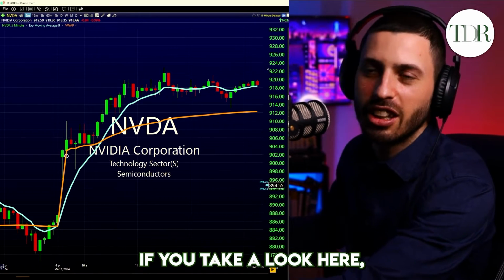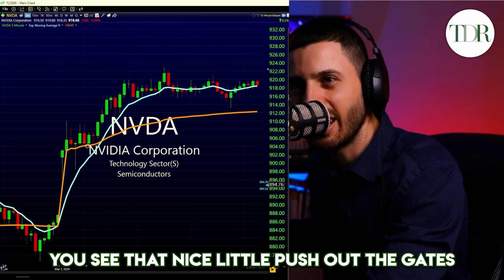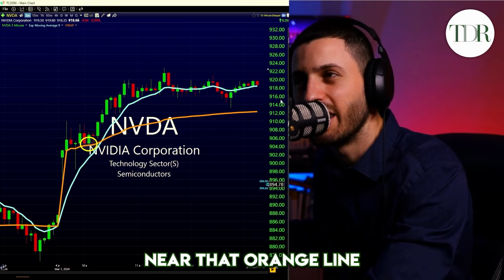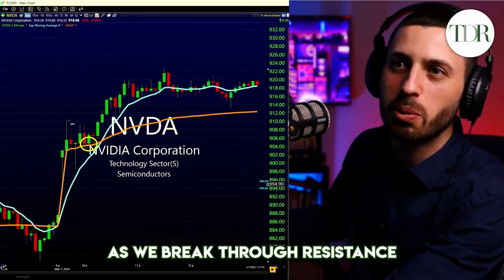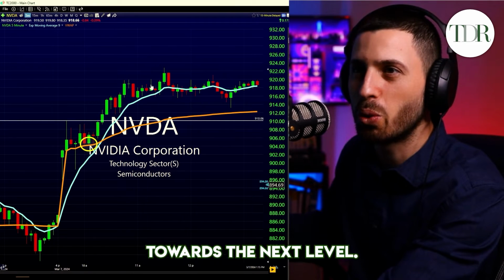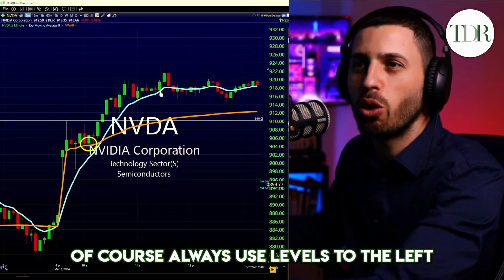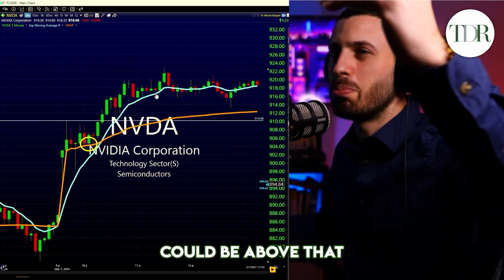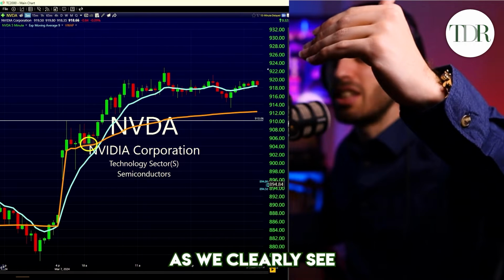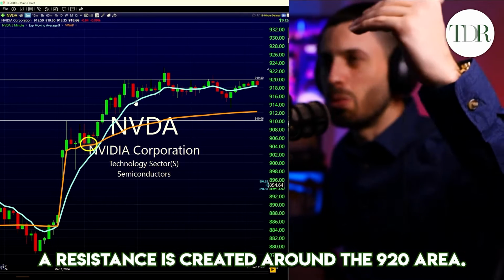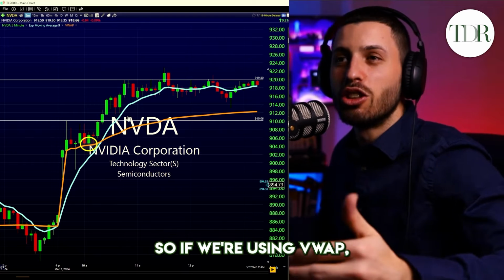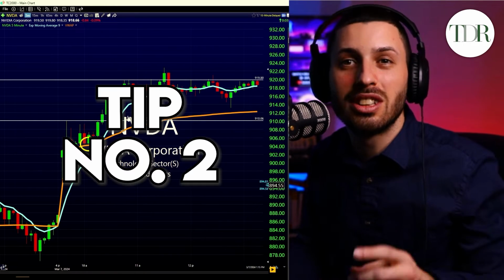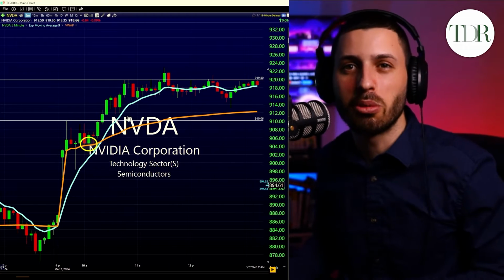If you take a look here, you see that nice little push out the gates. We're looking for pullback entries near that orange line, and then looking to sell as we break through resistance towards the next level. Of course, always use levels to the left to see where the next resistance could be above that, as we clearly see a resistance is created around the 920 area. So if we're using VWAP, we can technically get to tip number 2. Let's talk a little bit about that.